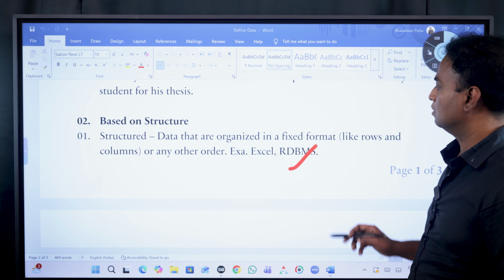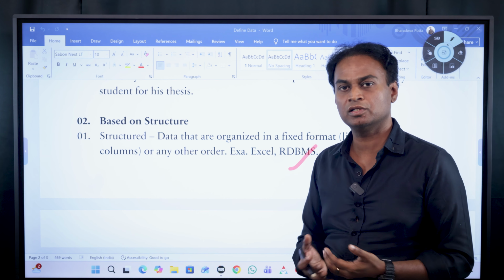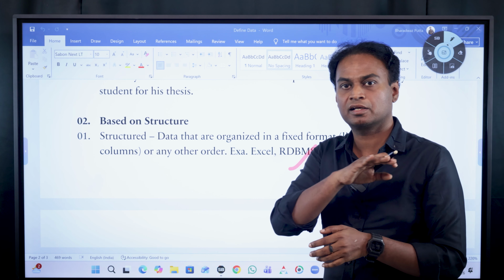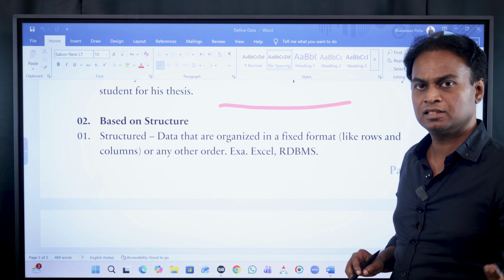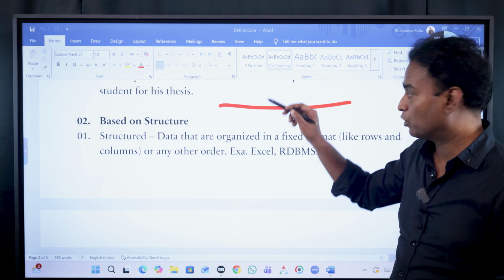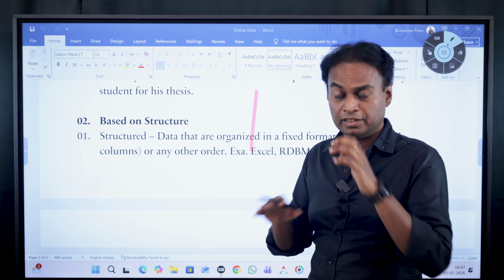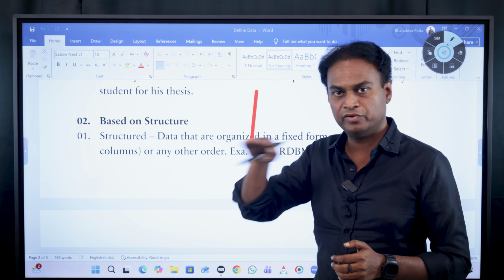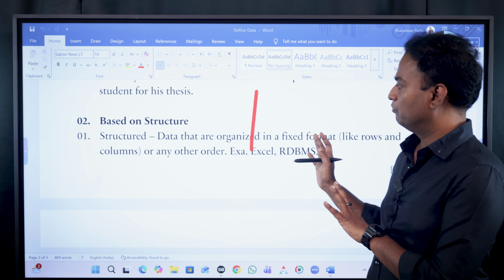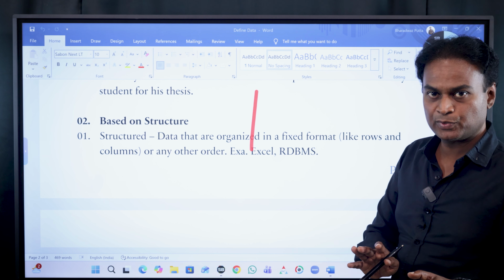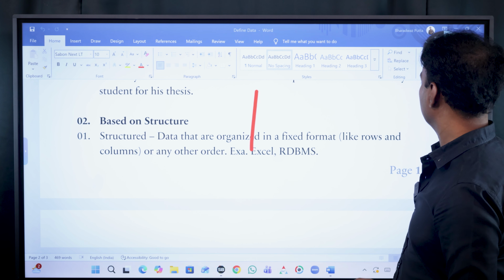There are also databases, RDBMS, relational database management systems. Here you save the data in the form of fields and records. A record is the horizontal one, which in Excel is equal to a row. The vertical one is a field, which in Excel you call a column. When the data is organized in an Excel spreadsheet or in databases, it is known as structured data.